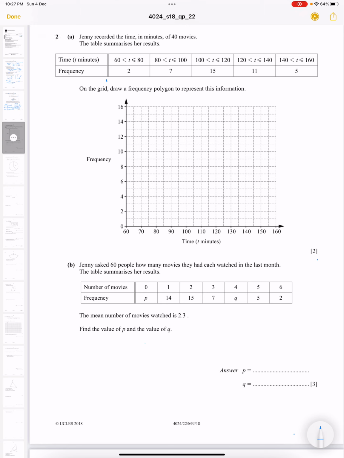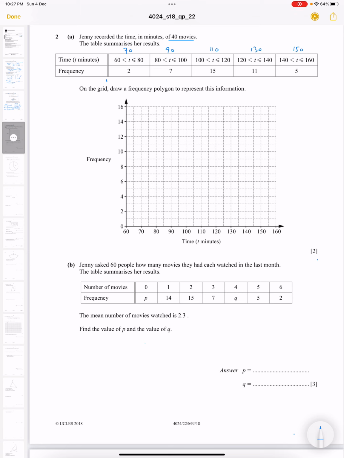Jenny recorded the time in minutes for her 40 movies. The table summarizes her results. On the grid, draw a frequency polygon. So you should know when we have to draw a frequency polygon, we take the midpoints against frequencies. We plot the midpoints. The midpoint of 60 to 80 is 70. Here is 90, then 110, 130, and 150.